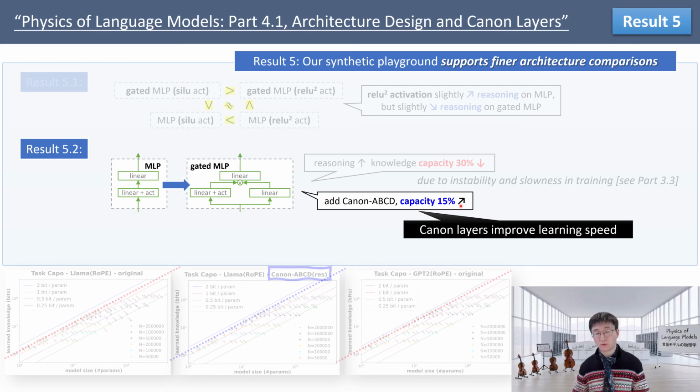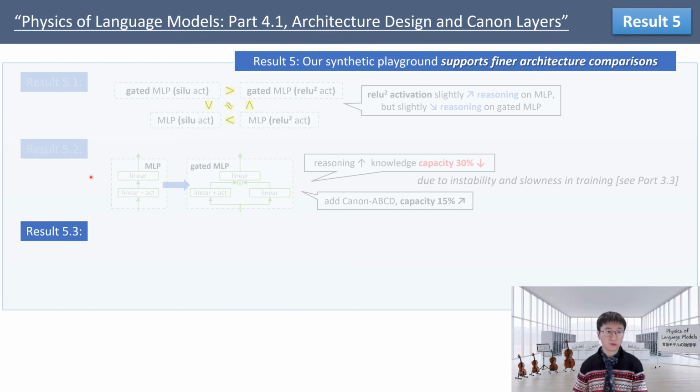The reason for that, once again, is that Canon layers improve the learning speed. They improve the hierarchical feature learning speed, and therefore ultimately the learning speed. So by going to gated MLP, you're decreasing the learning speed. But adding Canon layers on top of that improves the learning speed. So that was the cause for how you can get back half of the model's knowledge capacity.